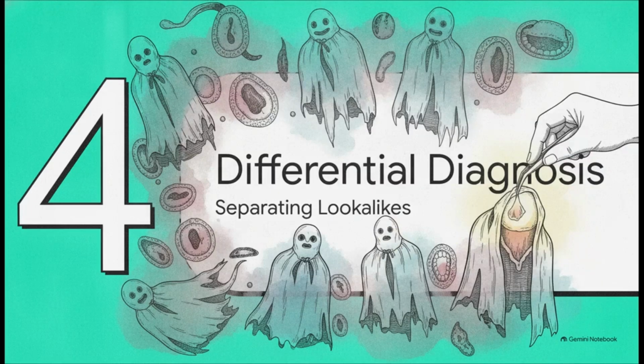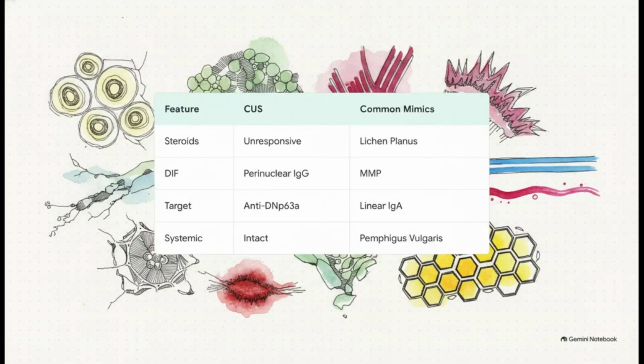Section 4. The Differential Diagnosis. Separating the lookalikes. Because CUS is such a clinical chameleon, we have to carefully strip away the conditions it's pretending to be. So let's build a quick mental reference guide. Without that DIF confirmation we just talked about, CUS is basically clinically indistinguishable from severe lichen planus, mucous membrane pemphigoid, pemphigus vulgaris, linear IgA disease, or even intense hypersensitivity reactions.